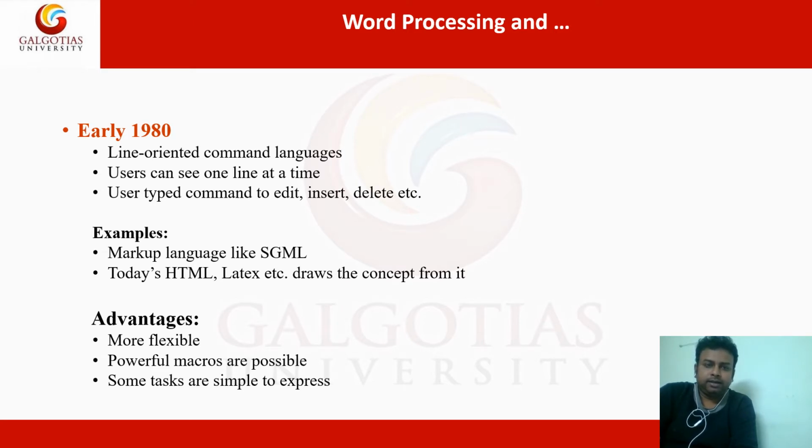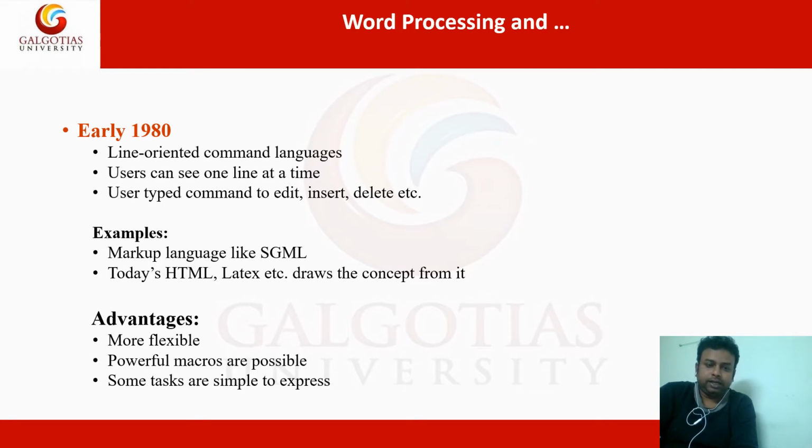Early in 1980, there was the line-oriented command language. The user can see one line at a time and types commands to edit, insert, delete, etc. In this type of editor, direct manipulation is very limited. You are not able to see the immediate effect, and you are not directly involved. You have to write a command, and the command will be executed.